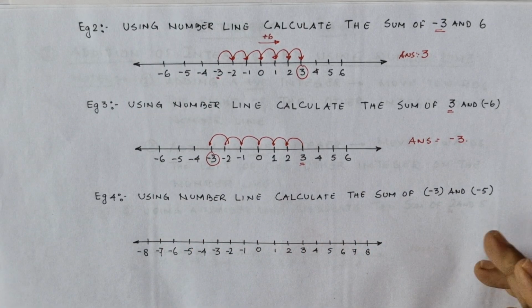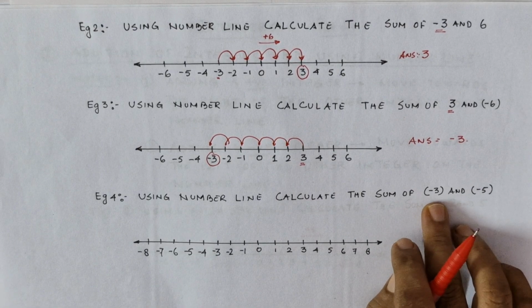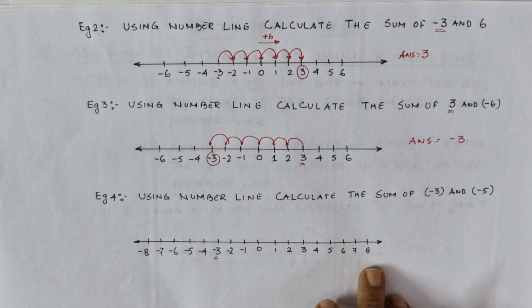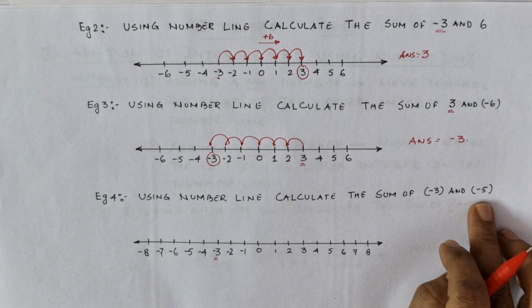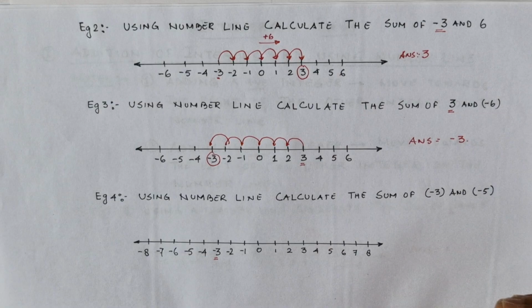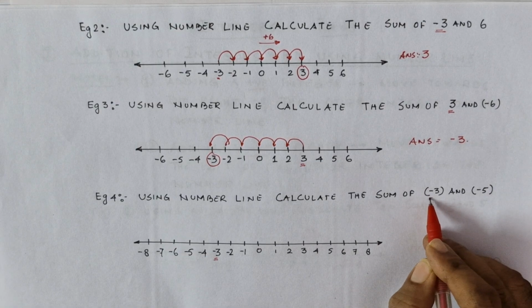Now for the last one, see, using a number line, calculate the sum of minus 3 and minus 5. So whatever is on the left hand side, you have to identify it where it is located. That is your first job. So we have identified minus 3 in the number line. Now what we need to do, we need to add a negative integer again. So negative integer, addition of negative integer means going towards the left of the other integer.